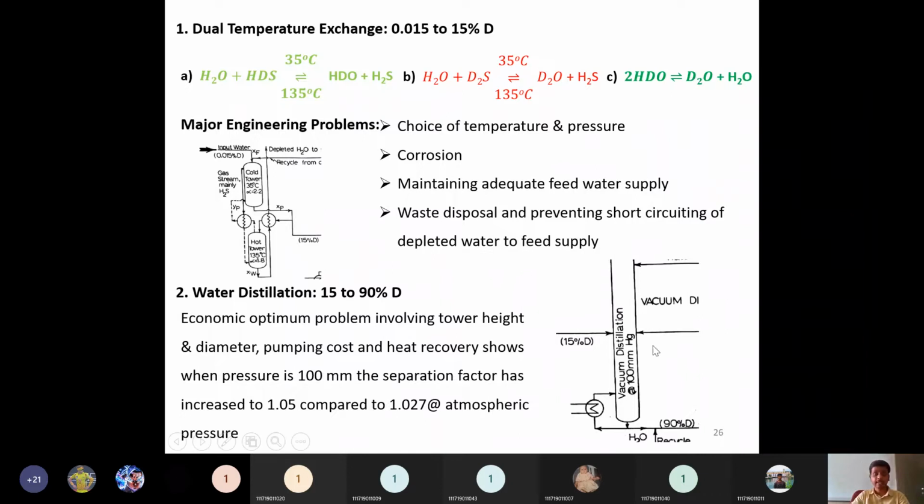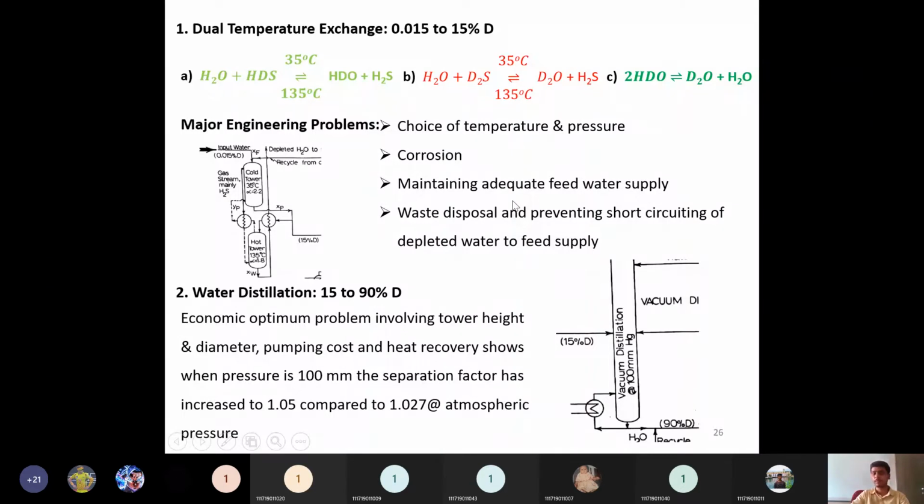And the next one is maintaining adequate feed water supply. For the feed water supply, we have to supply input water of 0.015% deuterium. Maintaining this supply is also very difficult. We have to find fresh or decontaminated water. Water will contain many contaminants, so maintaining this continuous supply is very difficult.